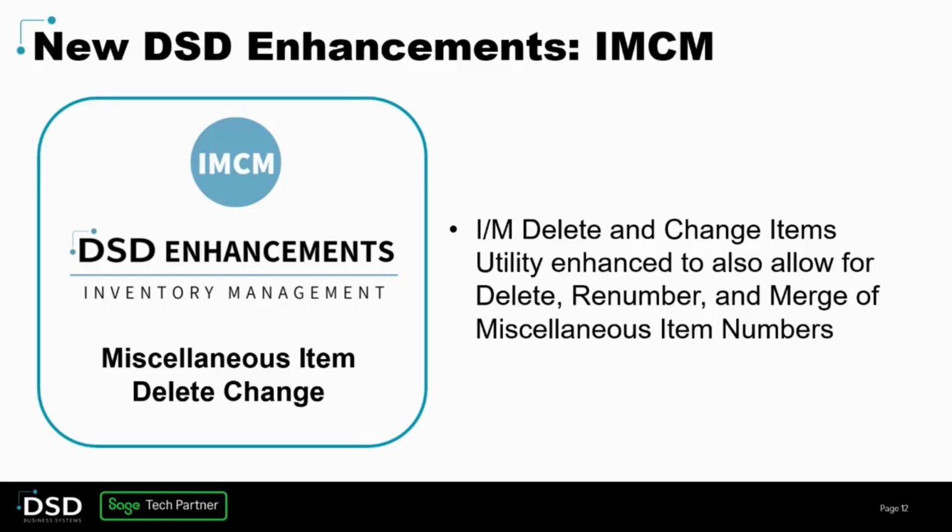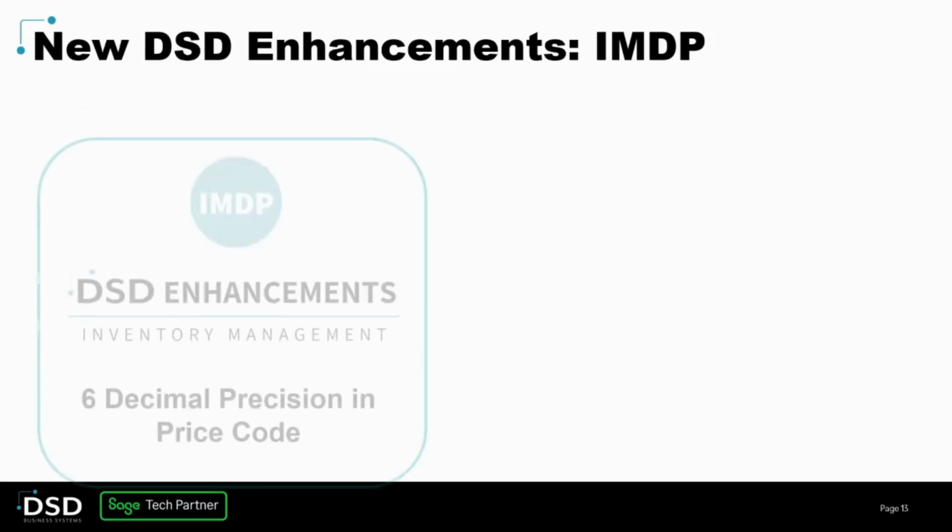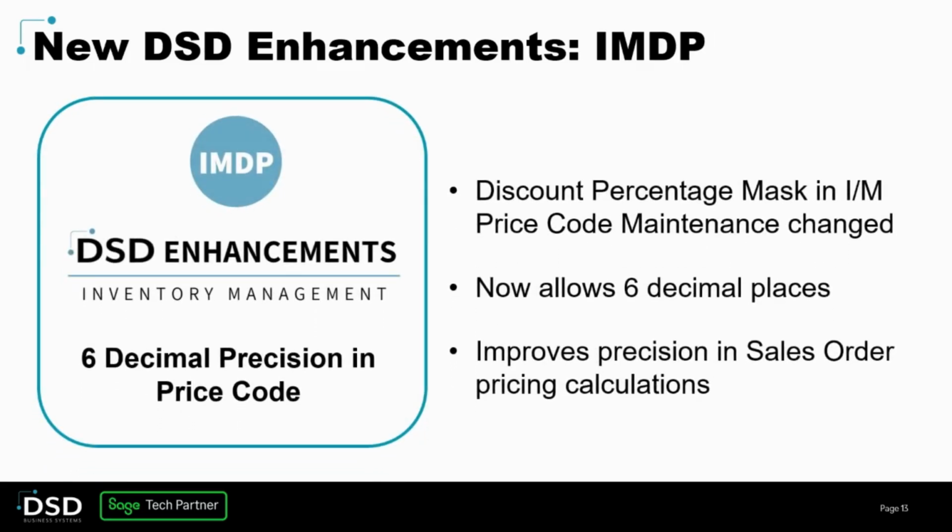IMCM, this allows the item delete change utility in standard Sage 100 to also have the ability to delete, change, or merge miscellaneous items. Next up, we have IMDP. This is a smaller enhancement. It changes price code maintenance to allow 6 decimal places for discount percentages.